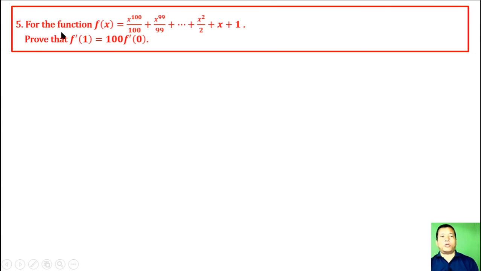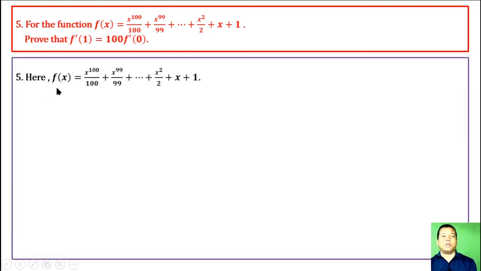Number 5. For the function f of x equal to x to the power 100 by 100 plus x to the power 99 by 99 plus up to x squared by 2 plus x plus 1, prove that f dash of 1 is equal to 100 times of f dash of 0. Here f of x equal to this series.